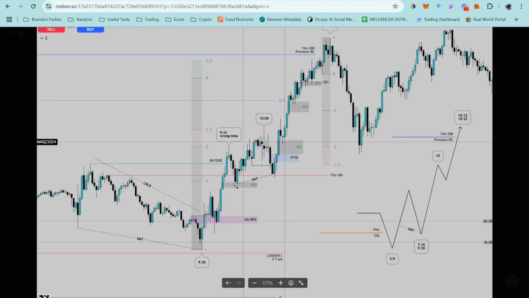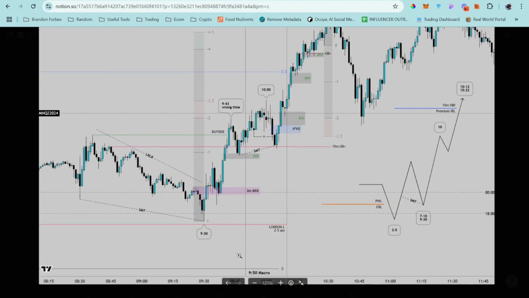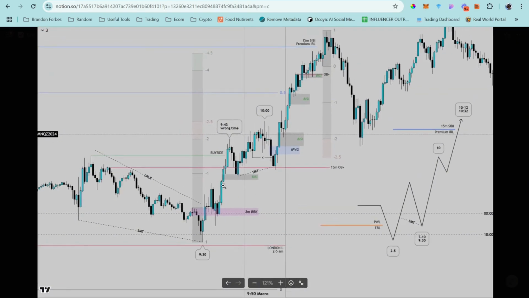This would have been a really good entry. In this BC right here, right before macro, you can see the macro is marked out with these two lines. At about 9:48, price taps into there, and that'd be a good entry. Price goes up, we start forming short-term lows, and then we put in a high at 10, which is marked out here. You can see 10 o'clock puts in the high.